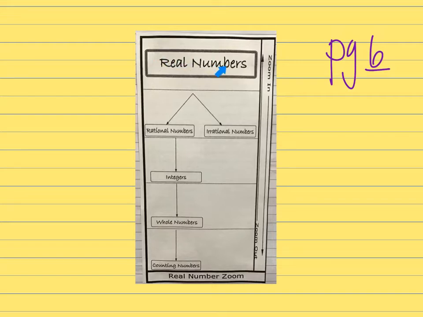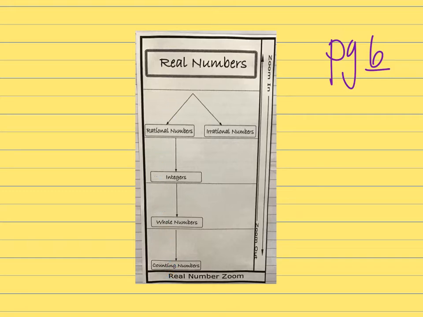Real numbers break into two categories. The first category is rational numbers, and this is where most of the numbers that we use every day fit. Underneath rational numbers, there's a smaller group called integers. Under integers, there's an even smaller group called whole numbers. And then the smallest group of numbers we have are called counting numbers. That is in this pathway.